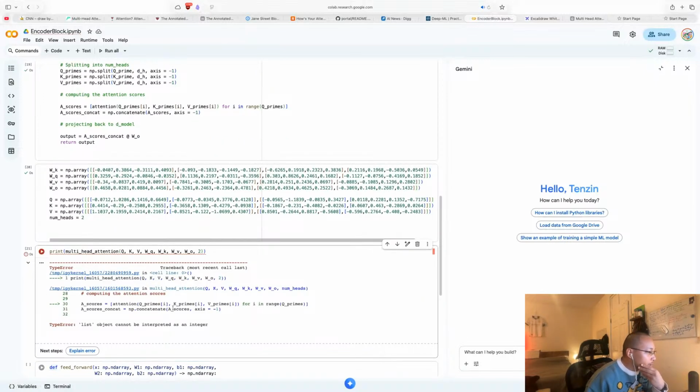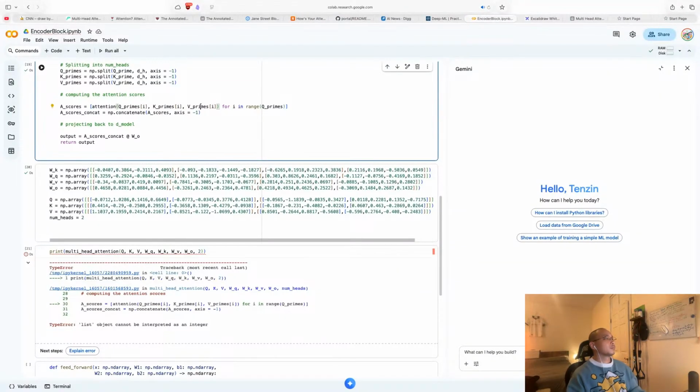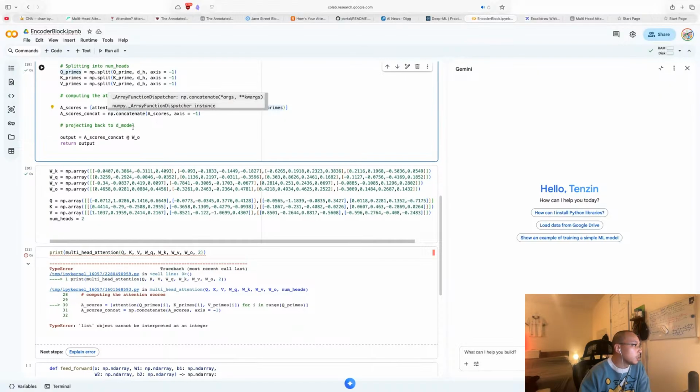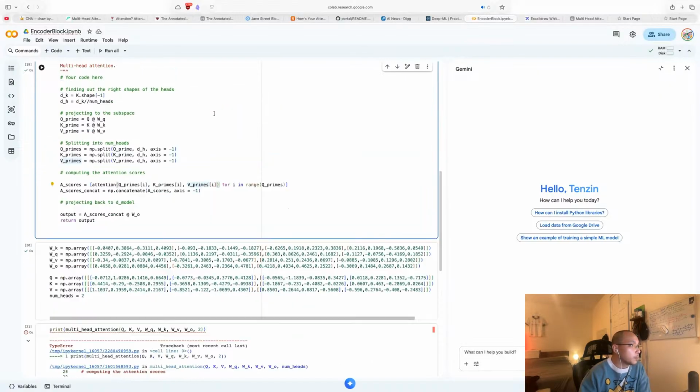So where is it happening? Yeah, it's happening here. Attention of q primes i, k primes i, v primes i. Yeah, you can't do that. I'll have to do this. Possible images.